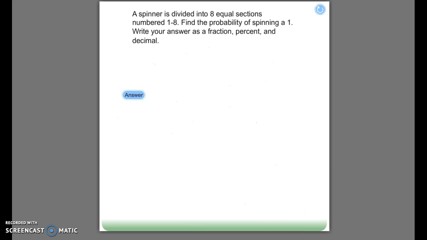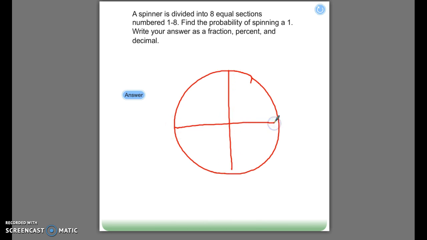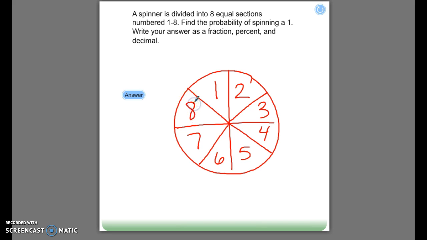All right, we're going to do one more example together. So again, you need to be writing this on a scratch piece of paper. So this time we have a spinner, and it's divided into 8 equal sections numbered 1 through 8. So I'm going to draw it out. So I have a spinner, and we're splitting it into 8 equal sections. Okay, so my sections might not be equal. So we have 1, 2, 3, 4, 5, 6, 7, and 8. So 8 equal sections, and it's numbered 1 through 8.